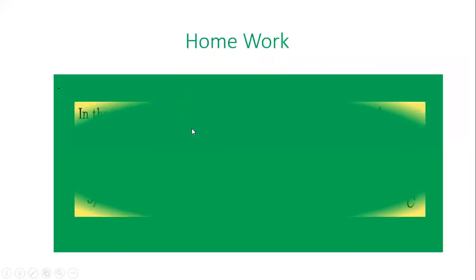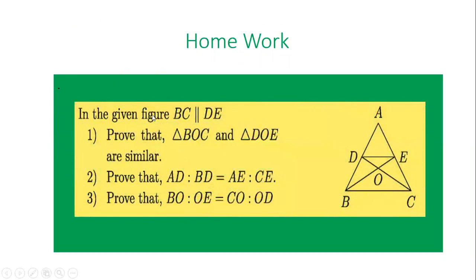Homework. In the given figure, BC is parallel to DE. Prove that triangles BOC and DOE are similar. Prove that AD ratio BD is equal to AE ratio CE. Again, prove that BO ratio OE is equal to CO ratio OD.